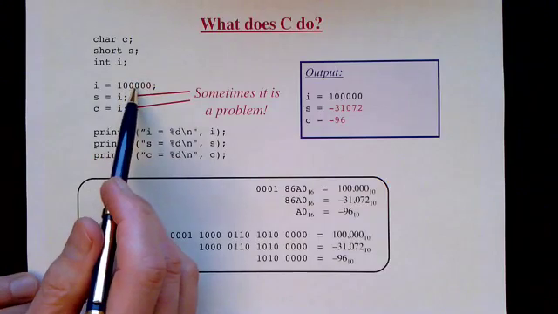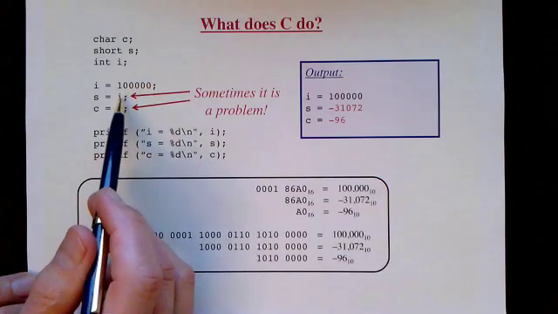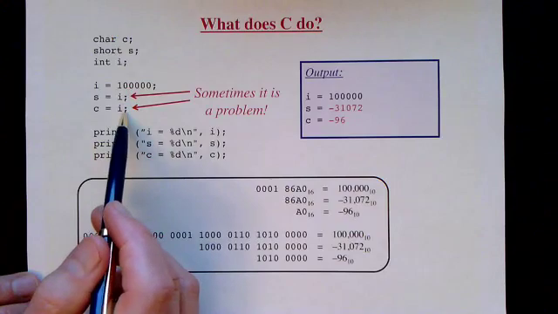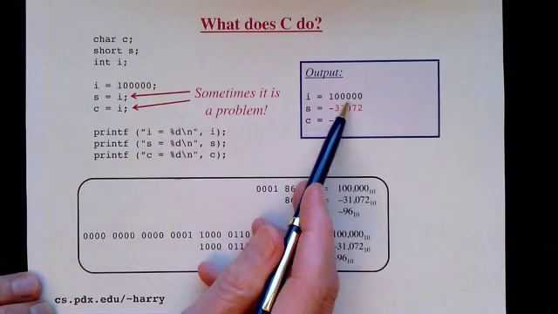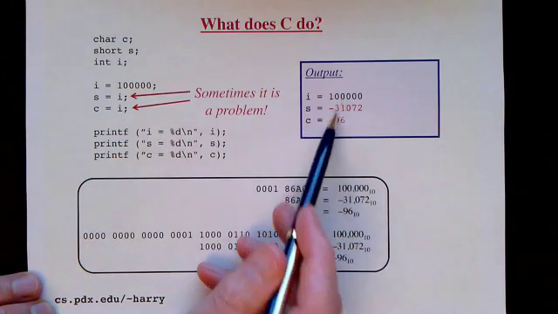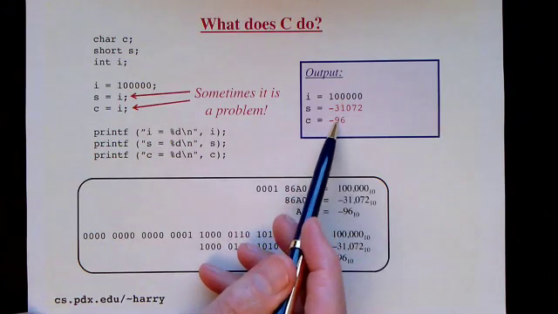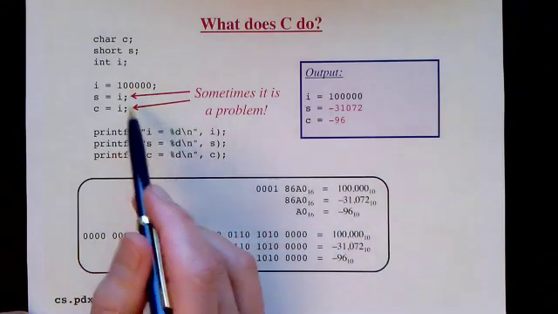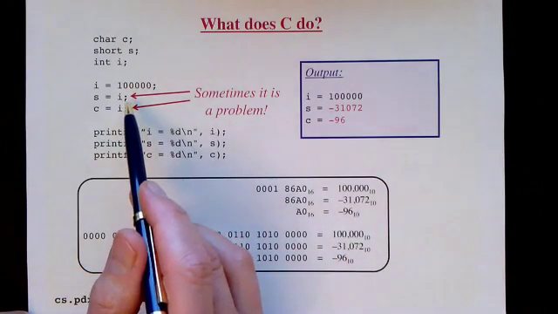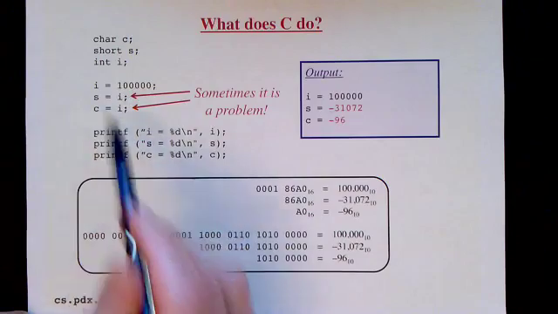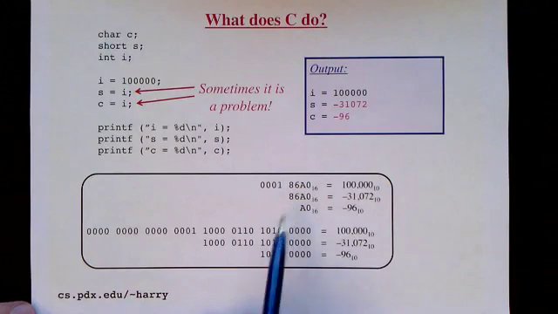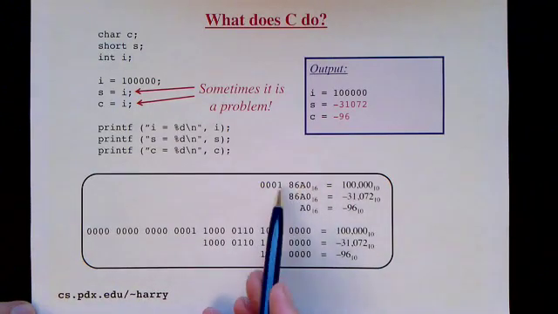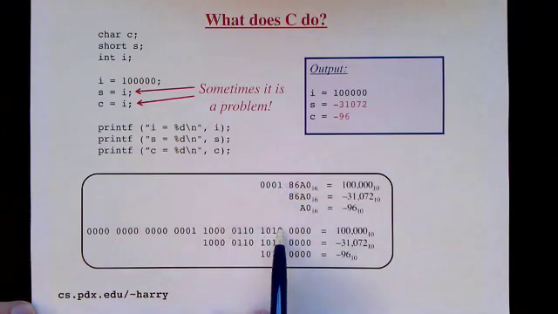But in this case, our value, which is 100,000, cannot be represented as a half word or as a byte. So when we try to print out these values, we get different values. So the value is effectively changed by the truncation that C does when we copy a larger bit value to a smaller bit value. We can see what's going on if we look at the actual bits. Here's the representation for 100,000 in decimal. Here we're showing it in hex, and here we're showing it in binary.